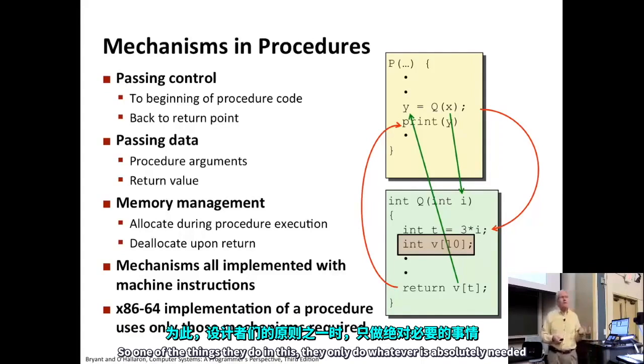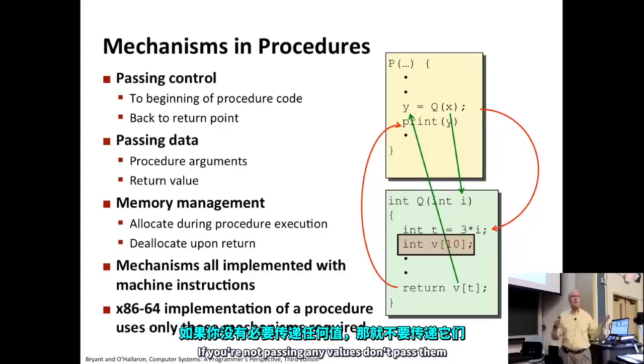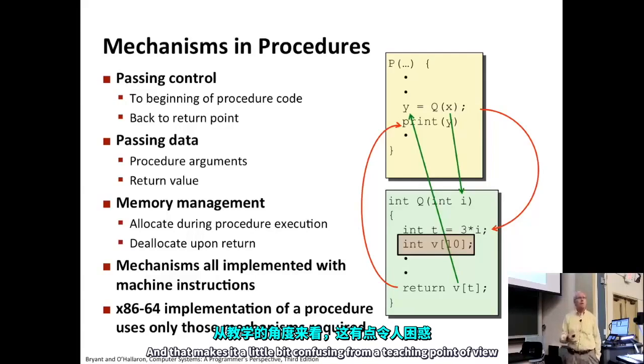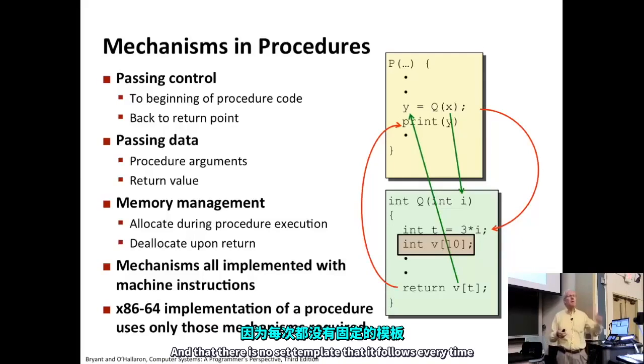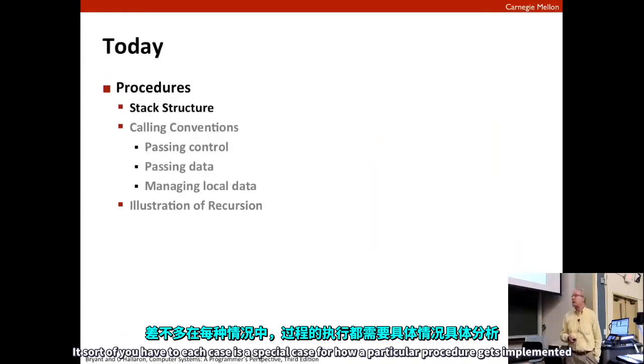So one of the things they do in this is they only do whatever is absolutely needed. So in particular, if no local storage is needed for data, then don't allocate it, and therefore don't free it. If you're not passing any values, don't pass them. And in general, how little can you get away with? And that makes it a little bit confusing from a teaching point of view, in that there's no set template that it follows every time. Each case is a special case for how a particular procedure gets implemented.